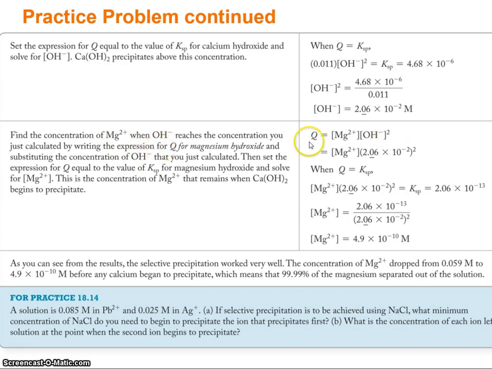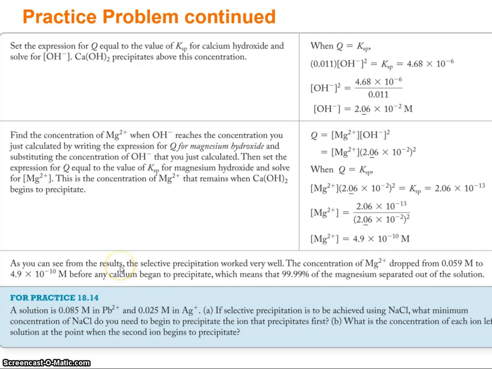We reestablish our Q, but this time for magnesium hydroxide, so Mg OH 2, magnesium times OH squared. So magnesium, we're going to solve for this. We just calculated that hydroxide ion concentration. We put that into there. So when Q is equal to K, the magnesium ion concentration times 2.06 times 10 to the minus 2 squared is equal to the K for the magnesium. Right, so this is going to act to suppress the magnesium concentration. Rearrange, solve for magnesium 2 plus: 4.9 times 10 to the minus 10 molar.